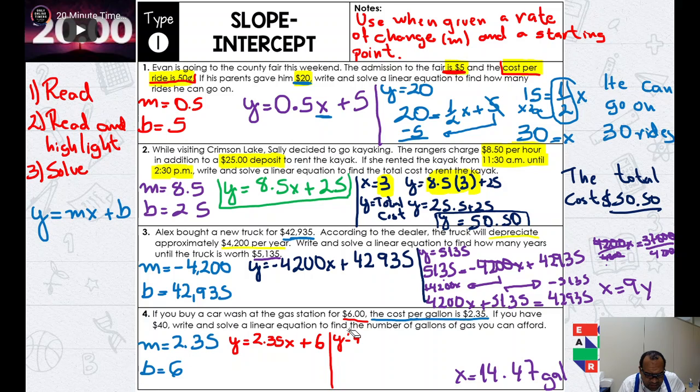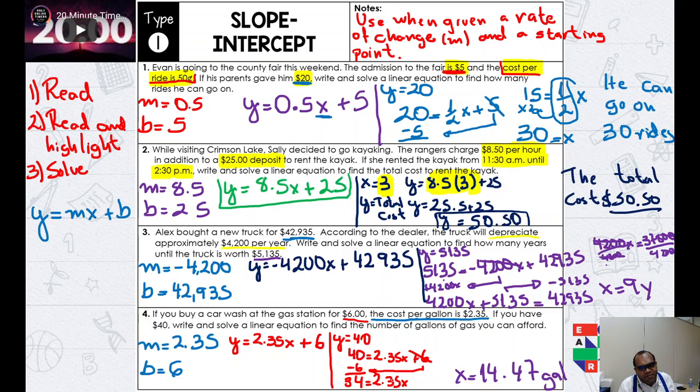I think you understand right now. We need to use 40 over here as the solution. Then it means 40 equals 2.35x plus 6. You move this 6 by its opposite, negative 6. Goodbye 6. 40 minus 6 is 34. 34 equals 2.35x. Right now the question is, how many times 2.35x goes into 34?